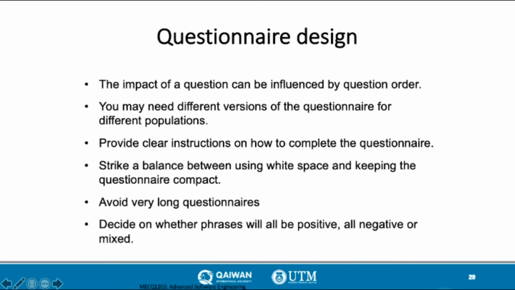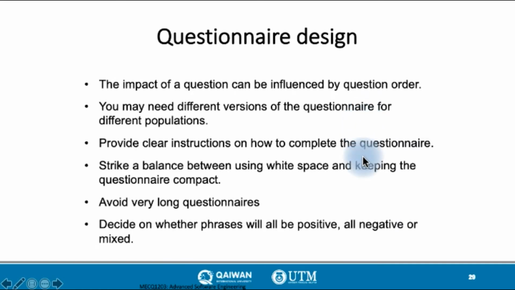So when you come out with a questionnaire design, you have to consider the impact of questions that can be influenced by the question order. So when I read your questions, it can be influenced by what you want to reach. It should not make it difficult for the users to understand your questions. And you may need different versions of questionnaires for different populations, because not all your population will be equally educated or have the same understanding of the new technology. So you have to make maybe more than one version of the questions.